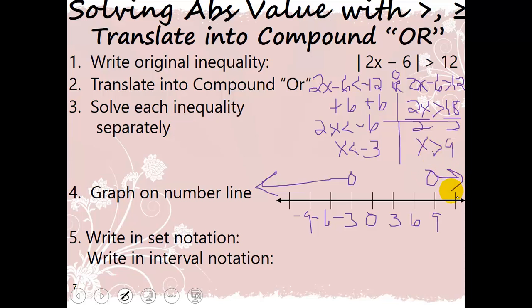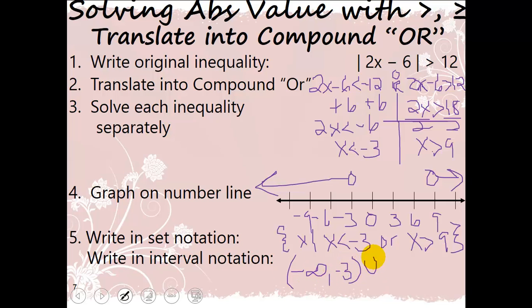In set notation, I have all x's such that x is less than -3 or x is greater than 9. Notice that I write the smaller range first and then the positive or larger range second. In interval notation, -infinity to -3, union 9 to positive infinity. In this case, because this is exclusive, all of my ends are parentheses.